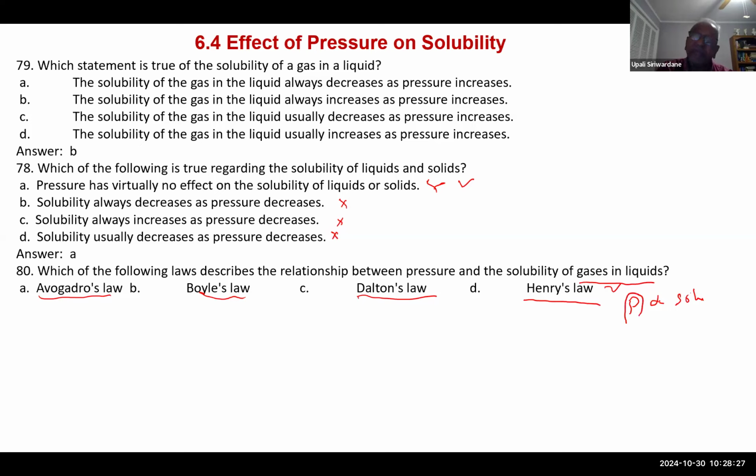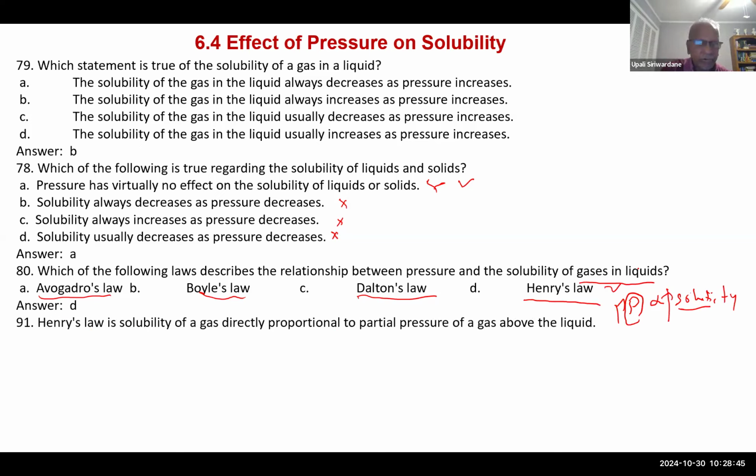As the partial pressure of the gas on top of the solution increases, solubility increases. That's Henry's law. D is the correct answer. Henry's law says solubility is directly proportional to the partial pressure of the gas. Now you know Henry's law: the partial pressure of a gas above the solution is directly proportional to the amount of gas soluble in the liquid.